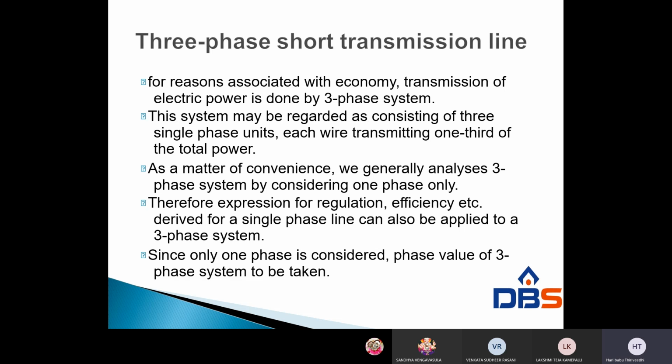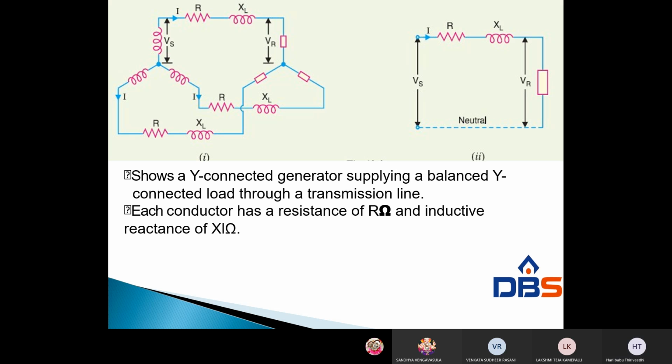Look at the figure. The figure shows a star connected generator supplying a balanced star connected load through a transmission line. Each conductor has a resistance of R ohms and inductive reactance of XL ohms.